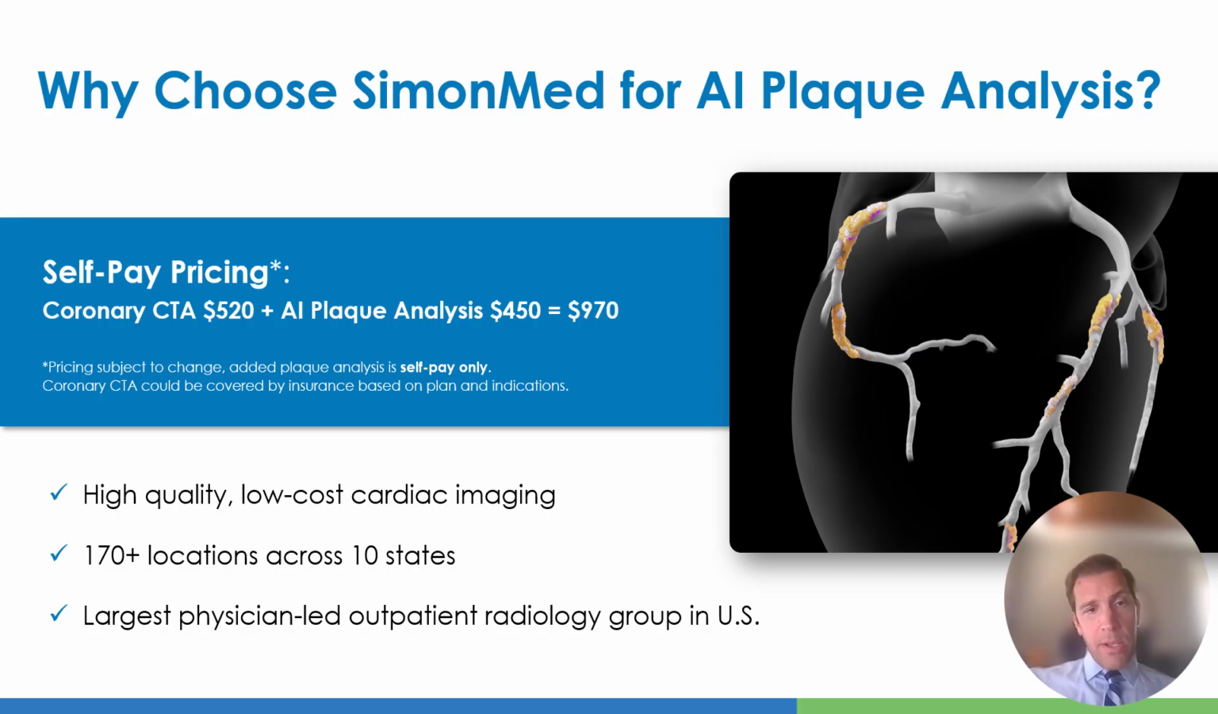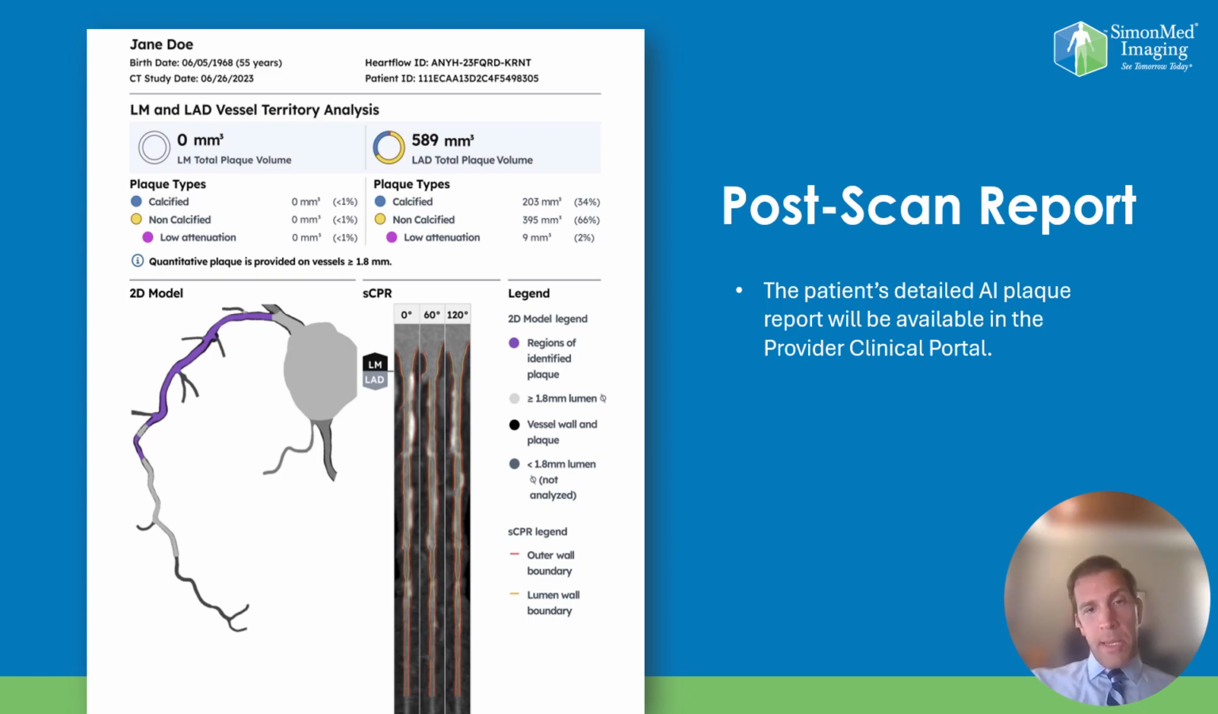Some of our cardiac radiologists are on guidelines committees. They're actually working with industry sponsors, former presidents of medical societies, a very, very skilled team. This is an example of what an AI plaque analysis report will look like. As you can see, it provides a very detailed segmentation of the coronary arteries, as well as volumetric data on all those different types of plaque that I discussed earlier, including the high-risk vulnerable plaque.